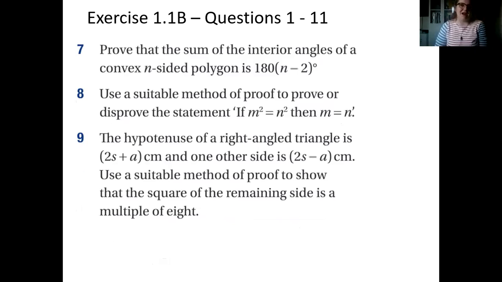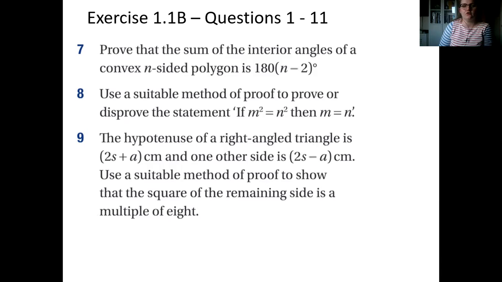7: prove that the sum of the interior angles of a convex n-sided polygon is 180(n − 2) degrees. 8: use a suitable method of proof to prove or disprove the statement: if m squared equals n squared, then m equals n. That's quite a nice one actually to work through. And again, you need to decide which form of proof you're going to use.